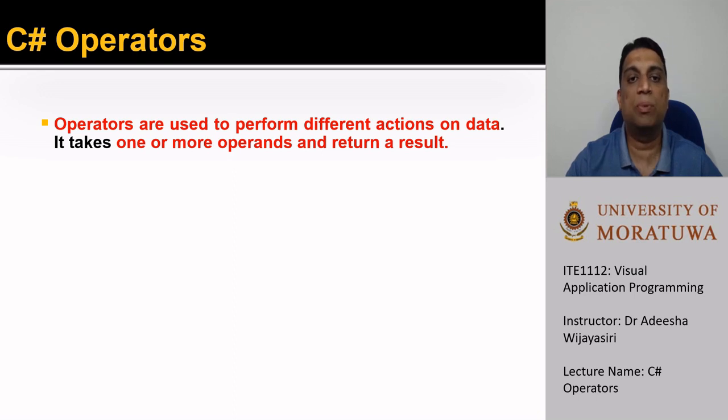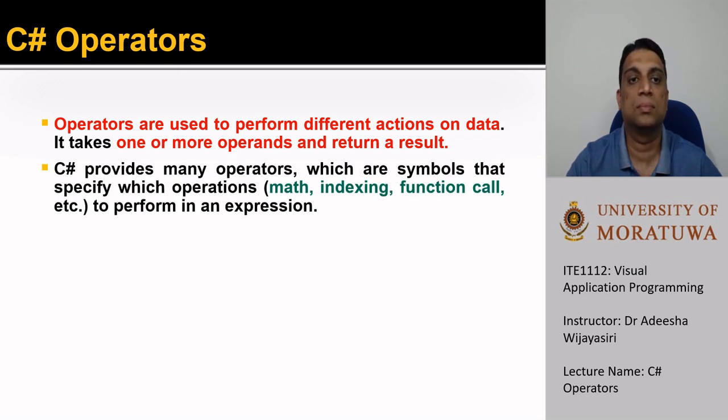Operators can be used to perform different actions on data. They take one or more operands and return a result. There are many operators available in C#. These operators are denoted by different symbols and can be used in expressions to act on data. A few examples are the plus symbol for addition, the minus symbol for subtraction, brackets for indexing, parentheses for function call, etc. These operators take one or more operands and return a result.